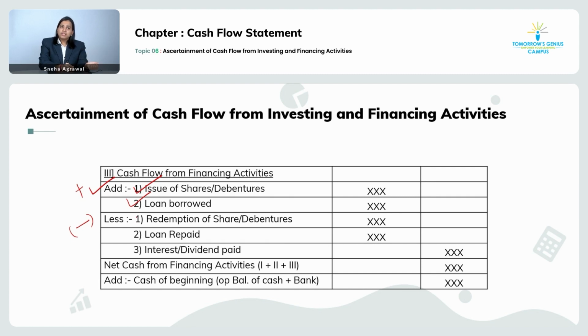What are the cash outflows? Whenever you take a loan, you have to repay it, right? Same way, whenever you take debentures, you have to repay the debenture holders back. So redemption is a synonym for repayment. In accounting terms it is said redemption, but for your understanding you can say it is repayment. And debentures, shares: which kind of redemption of shares? It is not your equity shares. Equity shares are never redeemed. It is talking about which shares? Preference shares only. Understand? Equity shareholders are never repaid.